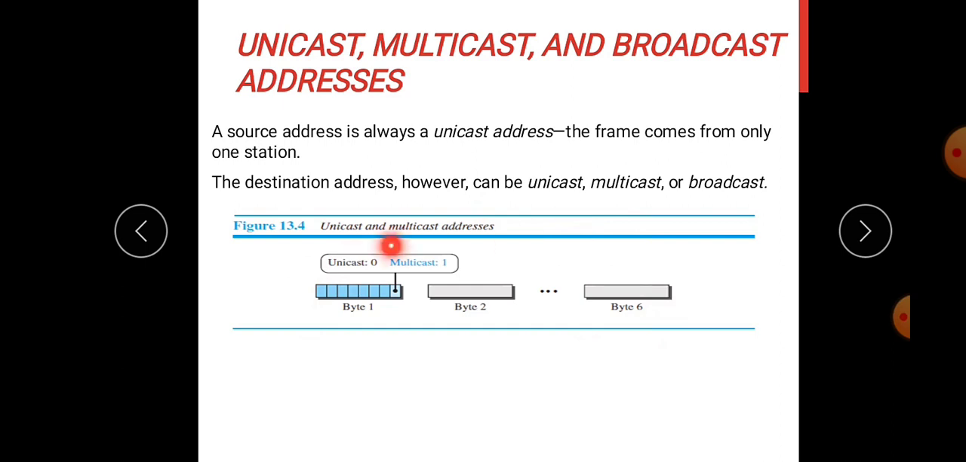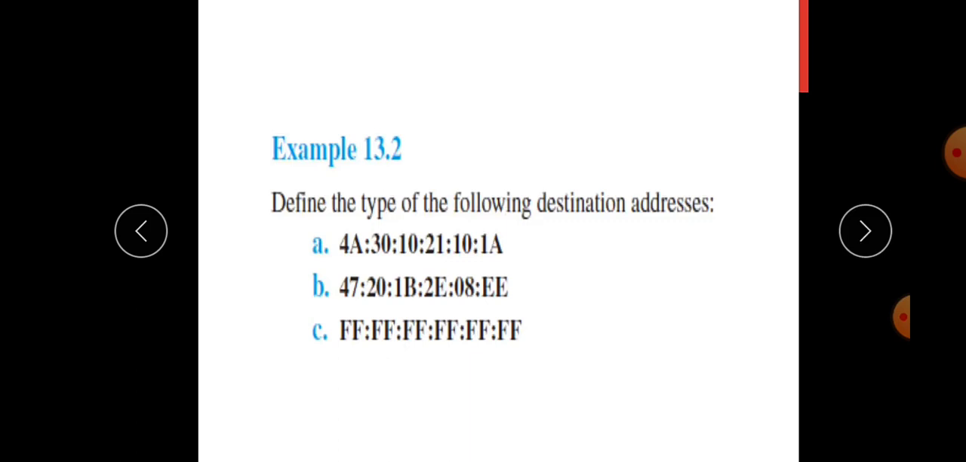That is, if the least significant bit of the first byte in the destination address is 0, the address is unicast. Otherwise, it is considered multicast. The example will show how to determine the type of the following destination addresses. Here, three different addresses are given. We have to identify whether each is a unicast, multicast or broadcast address.